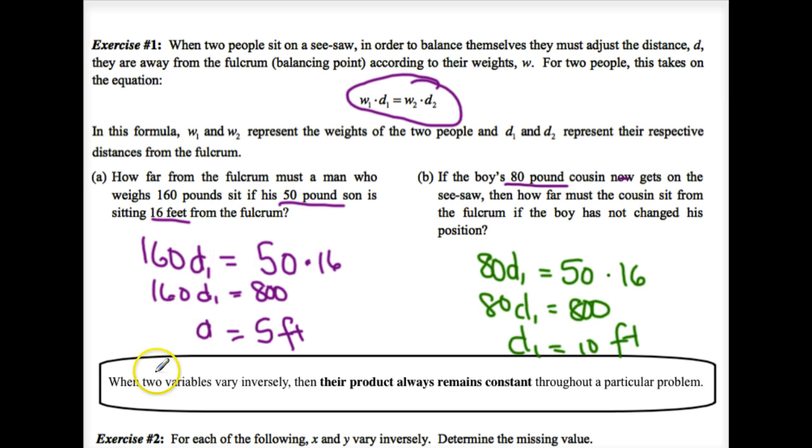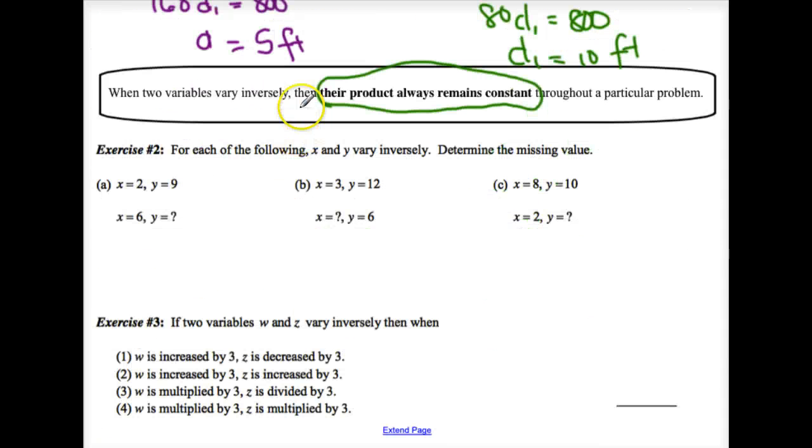Now looking at this, very important, it says when two variables vary inversely, their product always remains the same. And that's exactly why we set them equal to each other through the problem. So let's take a look at exercise 2. It says for each of the following, x and y vary inversely. Determine the missing value.